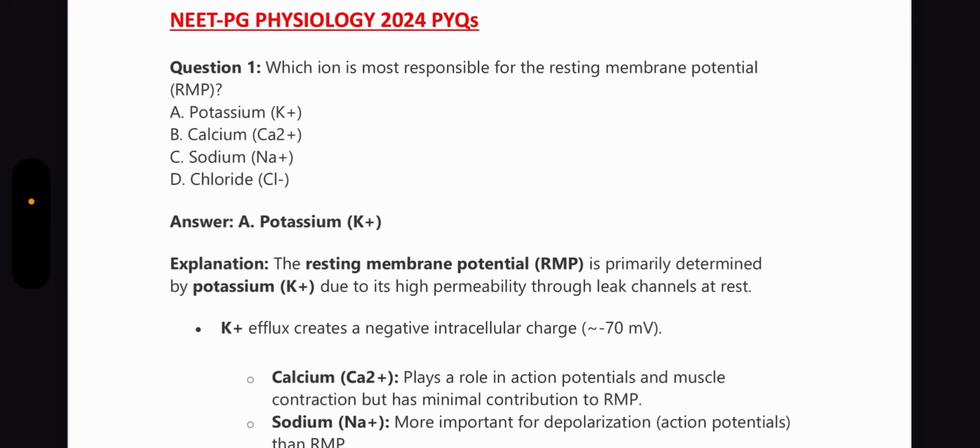Hello guys, welcome back to Medical Days. So today we'll be discussing the physiology PYQs of NEET PG.